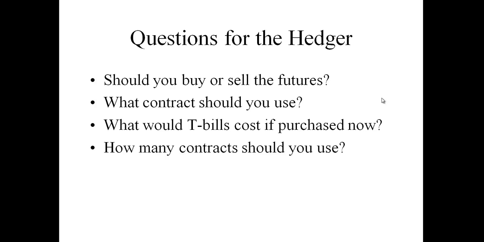Okay, June seems to be the closest contract anyhow, but even if there were a closer contract, like an April contract, that doesn't do you any good because you're not going to have any protection for that period between April and when you close your position in May. And then we ask ourselves, what would T-bills cost to purchase now? The reason we do that is we want a comparison. We want to be able to compare how much more it's going to cost us if we do or don't hedge. Okay, and then how many contracts should you use?